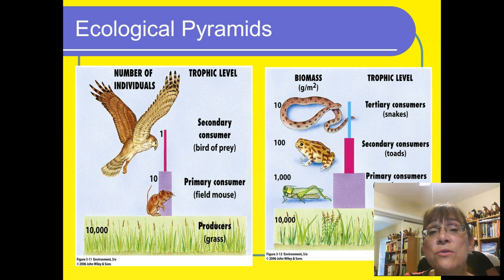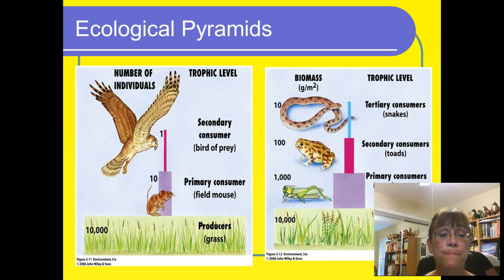So we have two different types of pyramids here. One is the pyramid of numbers and one is biomass. The pyramid of numbers is the actual number of that organism it takes to feed that next level. So let's look at this. Go down to the producer. It takes 10,000 blades of grass to feed 10 mice that feed one hawk. So in essence, 10,000 blades of grass feed one hawk. That's what that tells you.